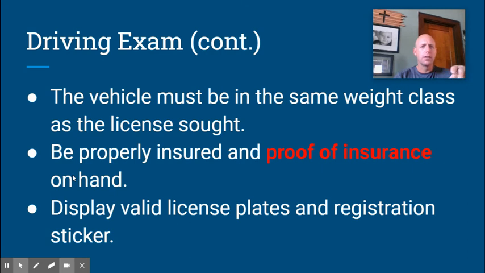Let's move on to the next one because there's more information here. The vehicle has to be the same weight class as the license sought. So what does that mean? Well, if you're applying for a Class D license, which is what you're all going to be applying for, you can't show up in the grain truck from your farm. Okay, most people wouldn't do that, but just so you know, you can't do that. If you're applying for a Class D license, you can't show up with a motorcycle. Just like if you're applying for a motorcycle license, you can't show up in your car. You have to show up on your motorcycle.